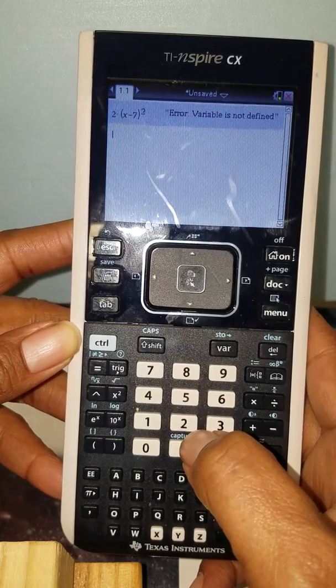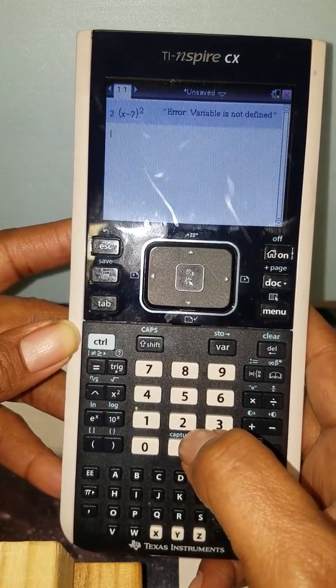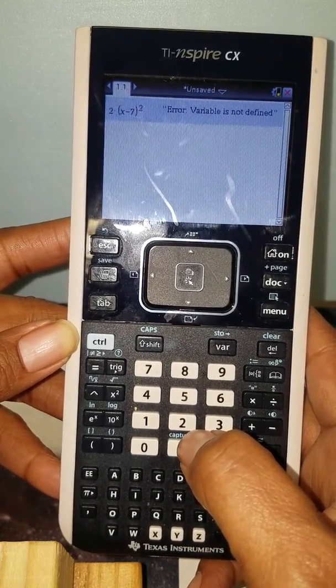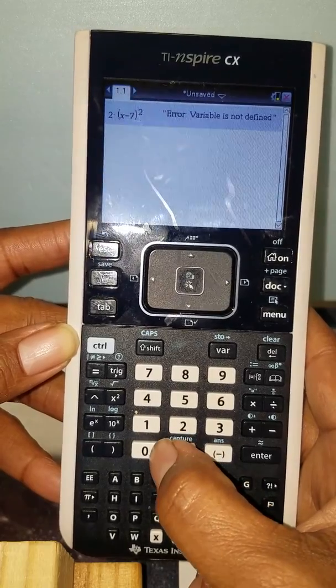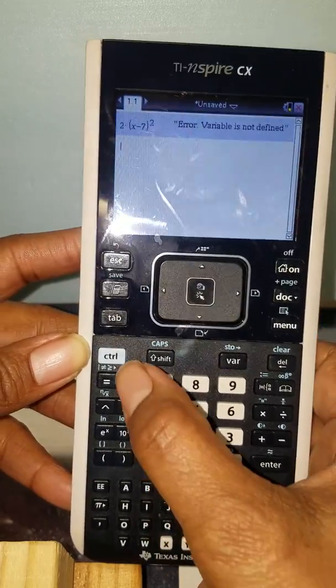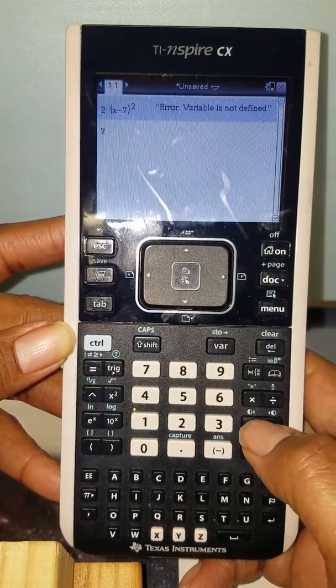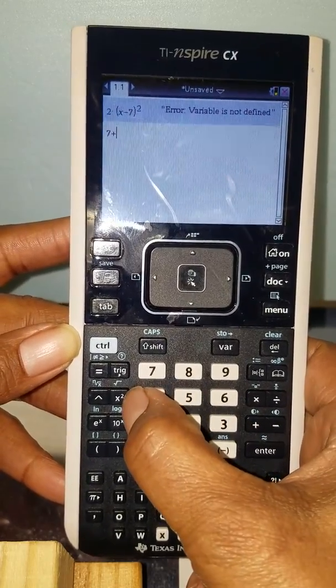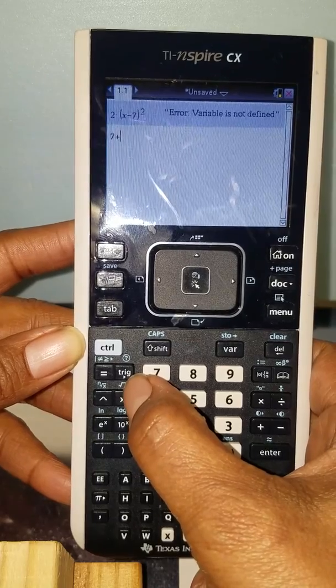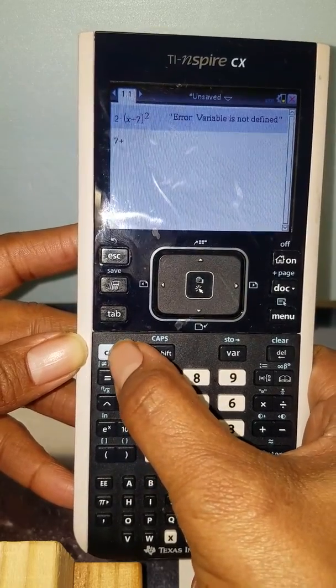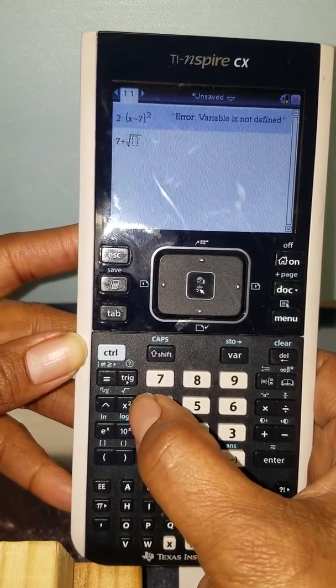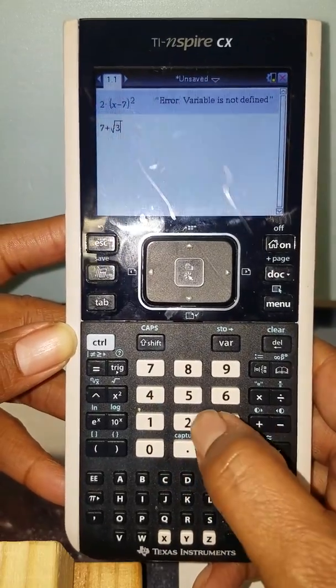The first answer choice is x equals 7 plus the square root of 32 and x equals 7 minus the square root of 32. So let's use the first one. So we're going to press 7 plus, there's the x squared button, and if you see in blue is the square root symbol. So I'm going to press control squared. Oh, there we go. Then I'm going to press 32.